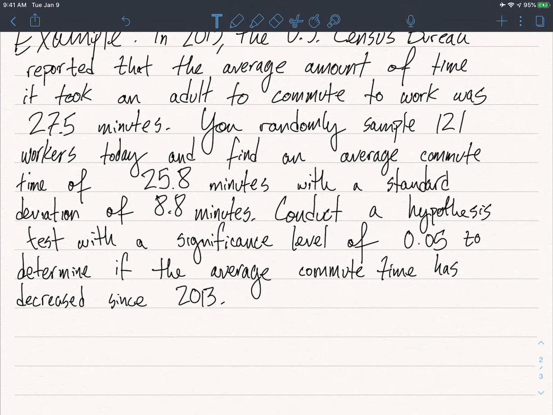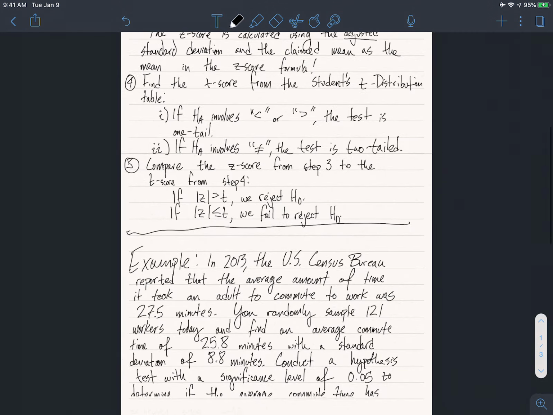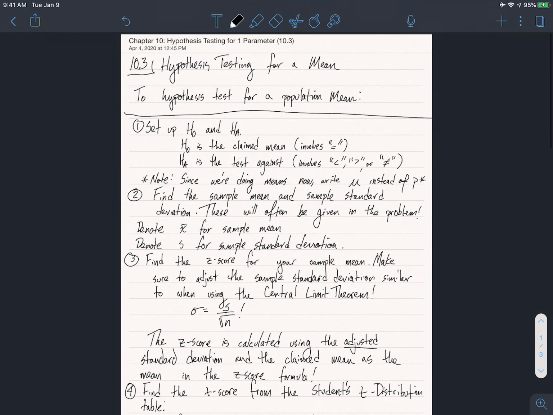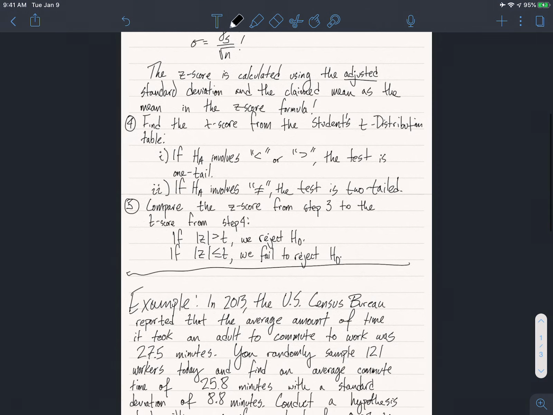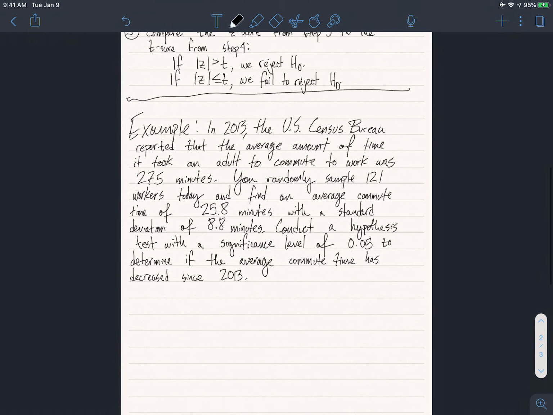Oh, it is worth noting too, just like with proportions, how we had to have conditions to make sure that the hypothesis testing process actually works. There are conditions for testing a population mean, and they're very similar to the conditions for the central limit theorem. It has to be a simple random sample, and your sample size n has to be sufficiently large. I believe in class I said it was greater than or equal to 30 for central limit theorem. And the same independence condition: you want to make sure that your sample participants are all independent of one another.